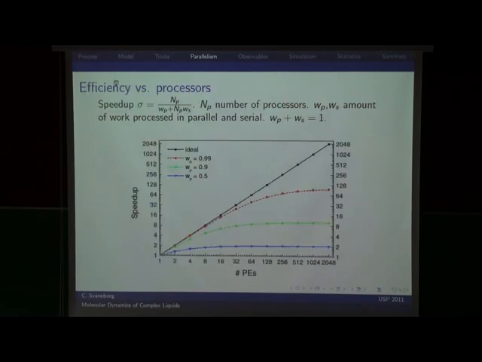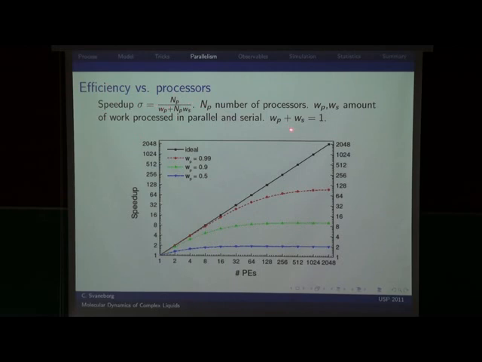So we can calculate efficiency. Let's say that we have NP processors available. We are working on a task, and that task we can characterize by the amount of work that can be done in parallel and the amount of work that can be done in serial. So this is the work where we get 100% use of all the nodes, and this is where we can basically just run on one node. And these two have to sum to 1, and you can calculate the speed up given by this equation.